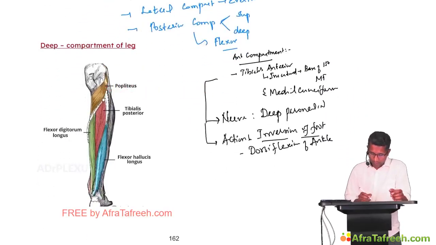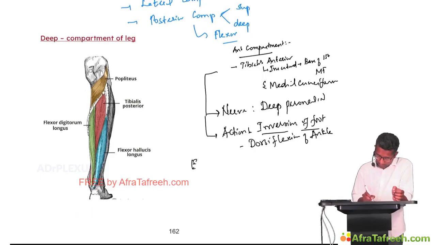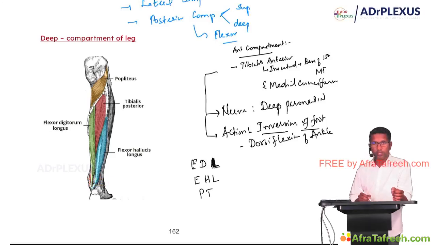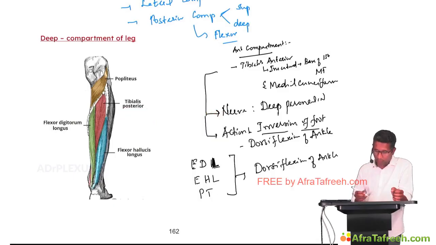Fine. So the extensor digitorum longus muscle, then the extensor hallucis longus muscle and the peroneus tertius muscle, they all cause dorsiflexion of the ankle. There is no doubt in it.